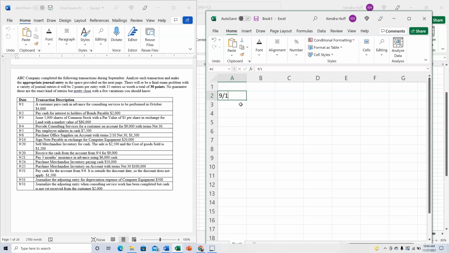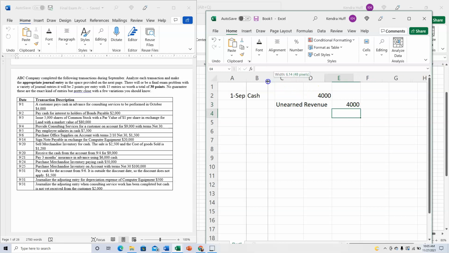So, September 1st. Customer pays cash in advance for consulting services to be performed in October. So we got cash, and we haven't earned it yet, so it's unearned revenue. So it's cash and unearned revenue for the 4,000.